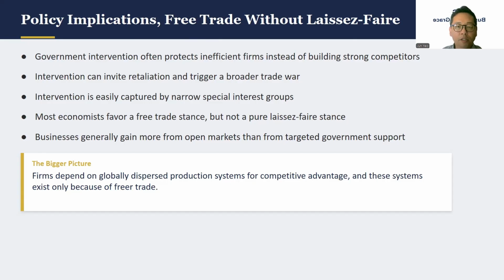This matters because so many firms today depend on globally dispersed production systems for their competitive advantage. Those systems only exist because of decades of freer trade. If firms lobby for protectionism at home, they risk retaliation abroad, which can put their own overseas sales and operations at real risk. So the final message for managers is this.